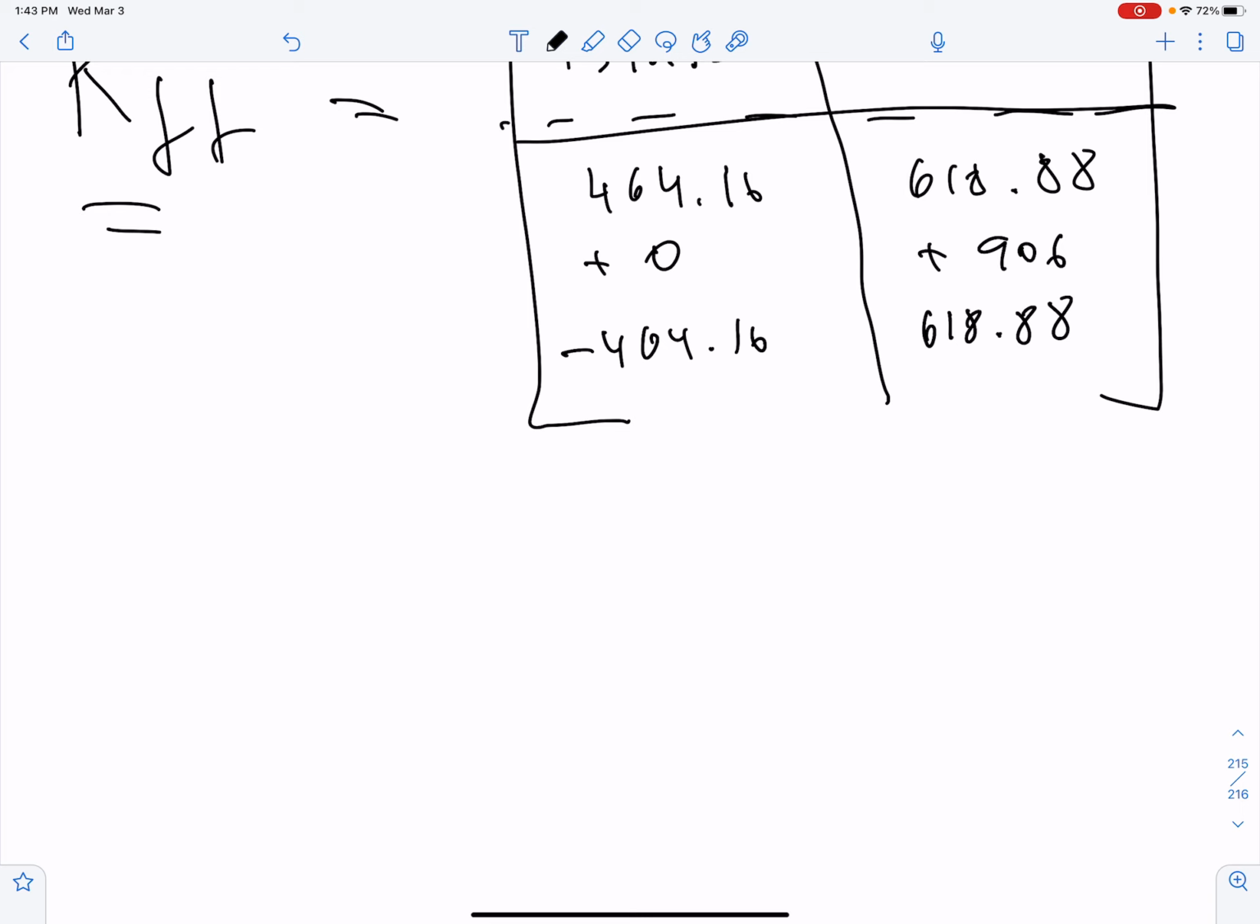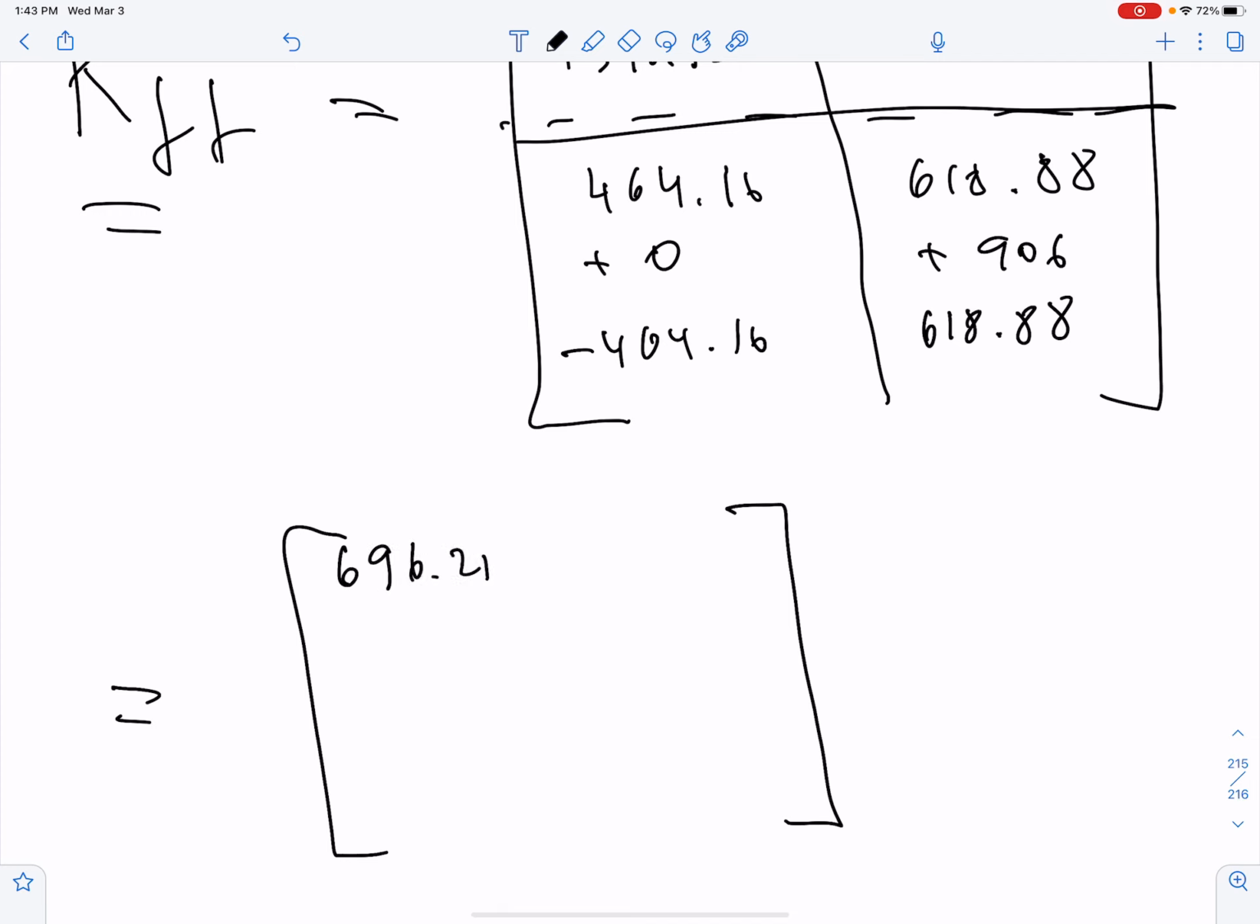Okay. And so when we do the final computation, we get a beautiful diagonal matrix that looks like this. Okay. 696.24. 0, 0, 2,143.76. Right, and all the entries are in kilopounds per inch. So what does that tell you? Right, this structure of the stiffness matrix perfectly reflects the symmetry of the problem.